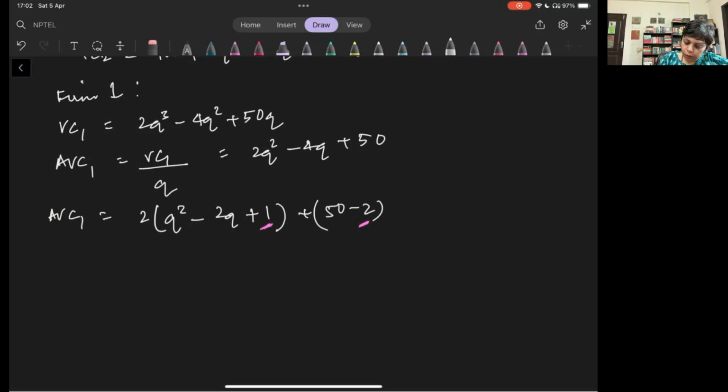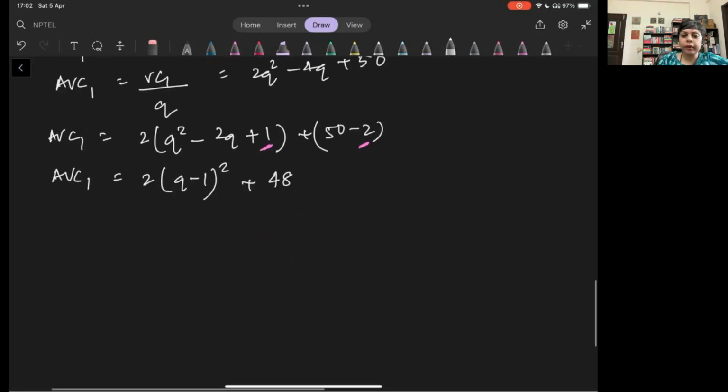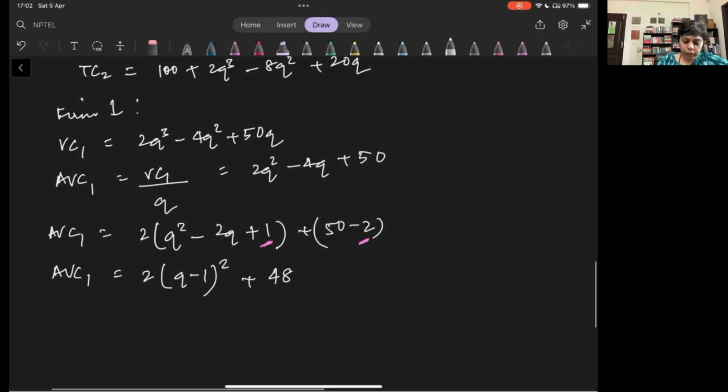This is 2 into (q minus 1) whole square plus 48. This is average variable cost for firm 1. Just writing it in this kind of an expression basically tells you that at q equal to 1, average variable cost is having its minima. This is the minima of the function. If you want, you can also differentiate it or factorize it. This is just a shortcut we can take.